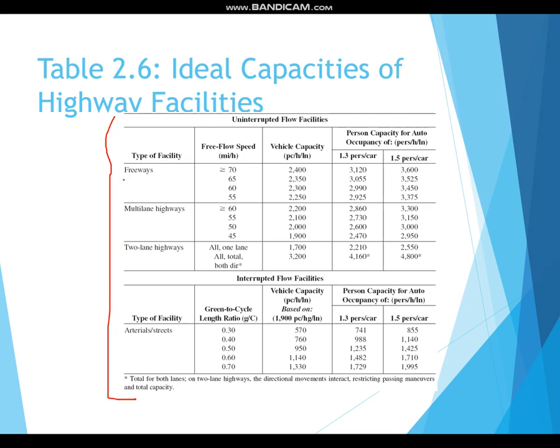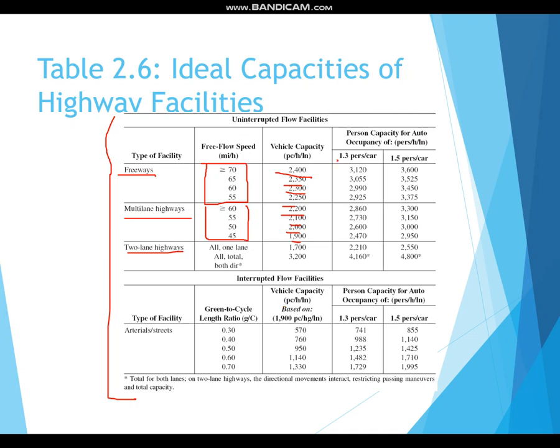We have here the capacity. When I say here the capacity, this is a number that changes based on different things, but this is usually the rough number that we use from freeways to multi-lane highways to two-lane highways, based on the free flow speed, which is the fastest speed you can get on these roads. Then this is the number that we use here, the vehicle capacity, passenger car per lane.